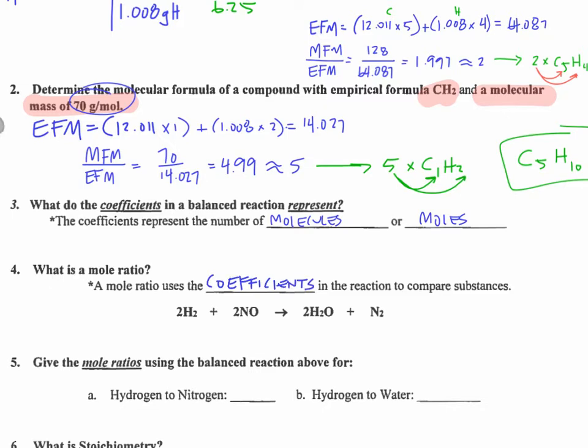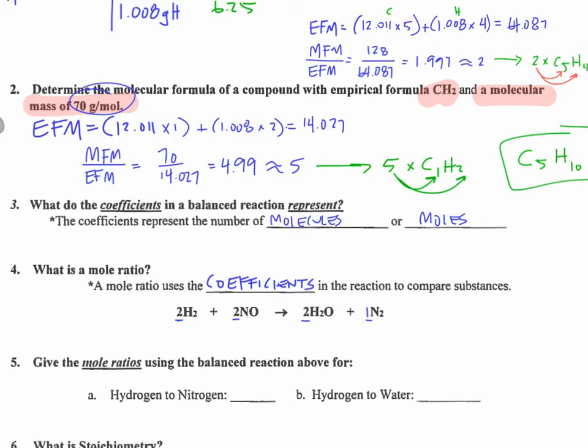So, for example, I've got 2H2 plus 2NO produces 2H2O and 1N2. So I could read this as 2 molecules of hydrogen gas plus 2 molecules of nitrogen monoxide react to produce 2 molecules of water and 1 molecule of nitrogen gas. I can also, because the coefficients represent molecules or moles, say 2 moles of hydrogen gas plus 2 moles of nitrogen monoxide produce 2 moles of water and 1 mole of nitrogen gas. Okay, we can use those terms interchangeably.